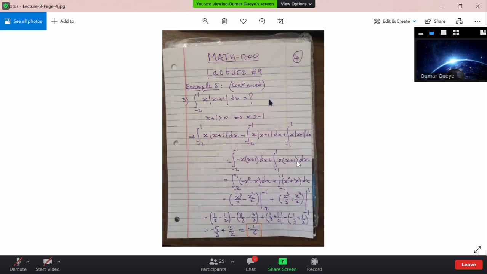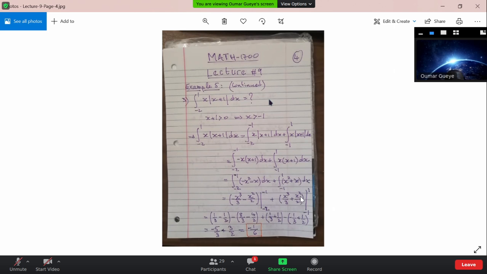And now we need to expand the two brackets. From the first integral, the bracket becomes minus x squared minus x. And from the second bracket, you get the opposite. And you integrate here by using the power rule for integrals, which is going to be negative x cubed over 3 minus x squared over 2. You take it at -1 and at -2.